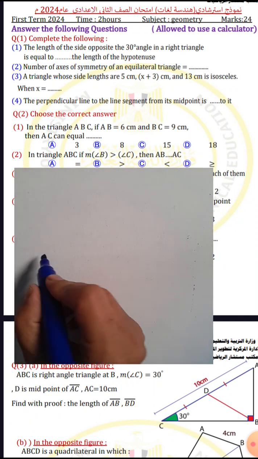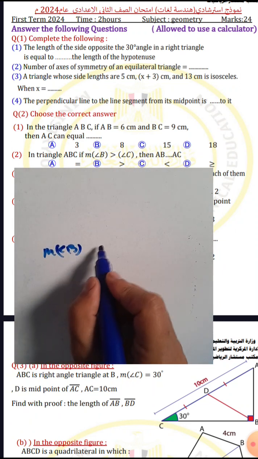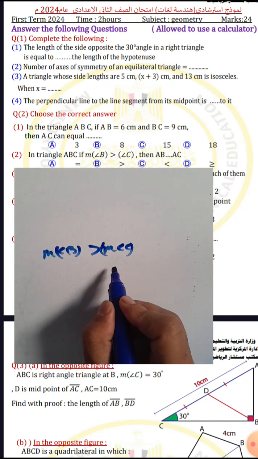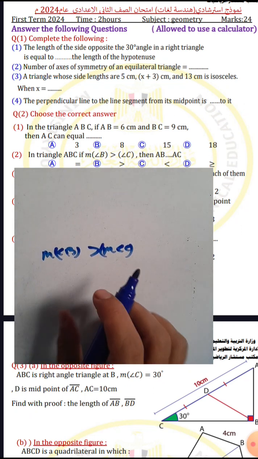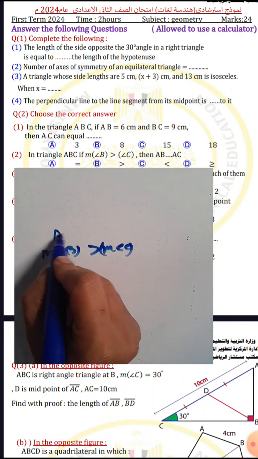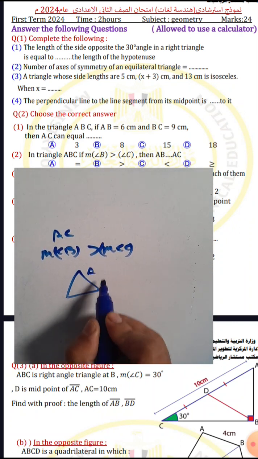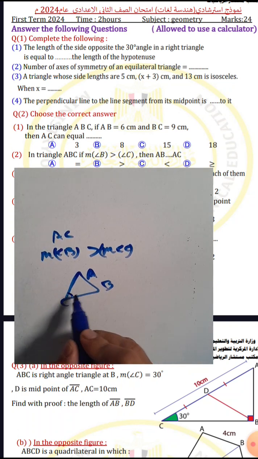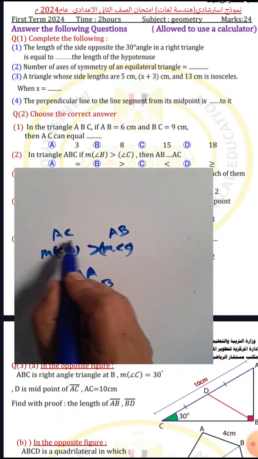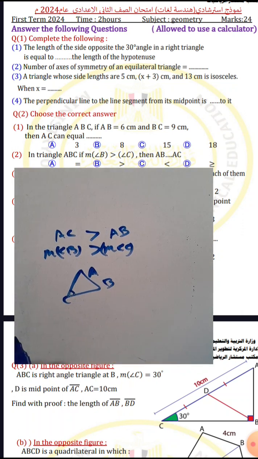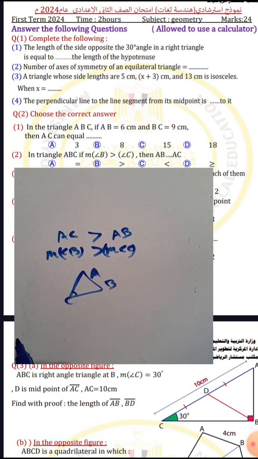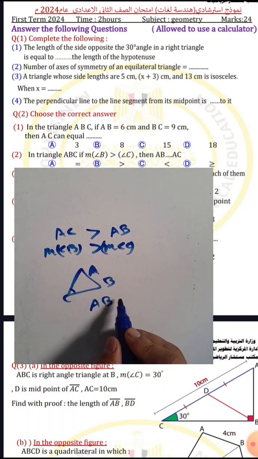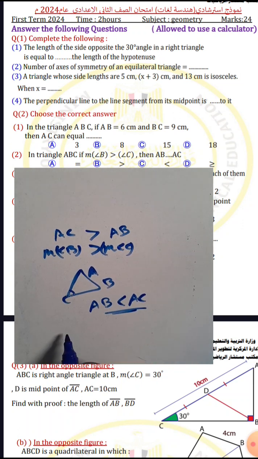Question number 2. In triangle ABC, if the measure of angle B is greater than the measure of angle C, then we want to find the relation between two side lengths, AB and AC. If we draw triangle ABC, with B opposite AC and C opposite AB, then the side length AC will be greater than AB. Then AB will be less than AC. Choose letter C for this example.